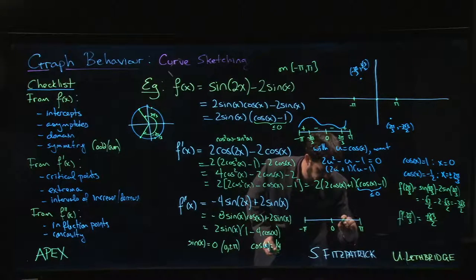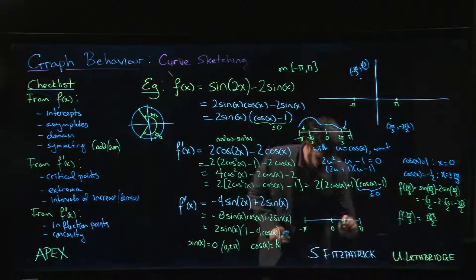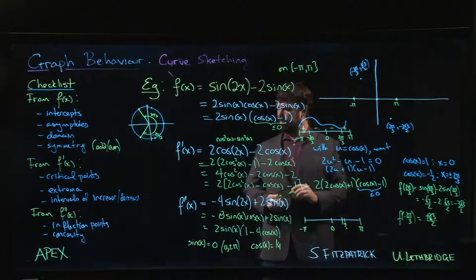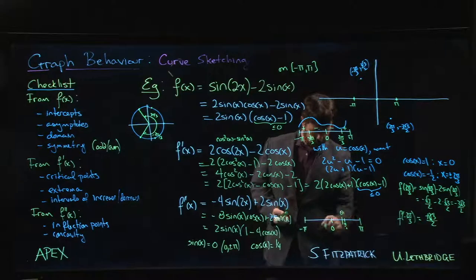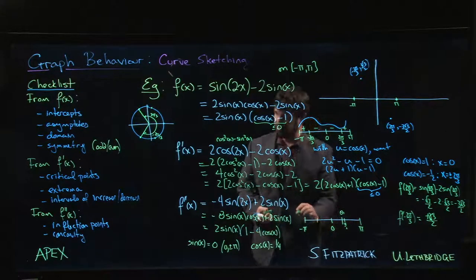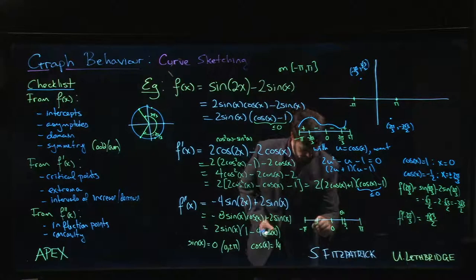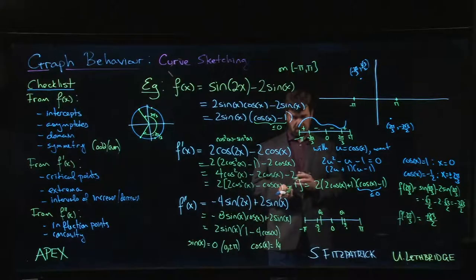So here's pi over 2, and just a little bit before pi over 2 is going to be this, I don't know, let's call it maybe theta 1. And here's minus pi over 2, and just a little bit before that minus pi over 2, we're going to have this theta 2. Something like that, right?